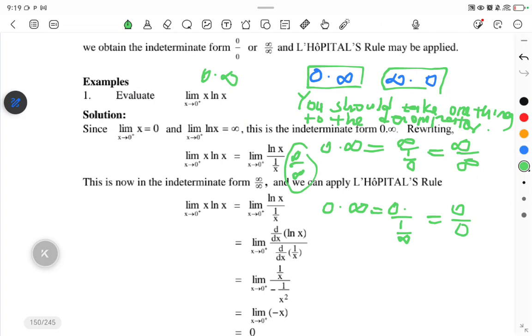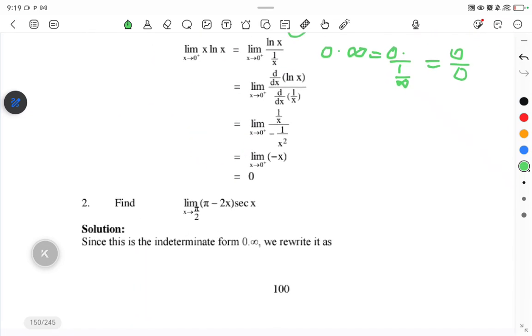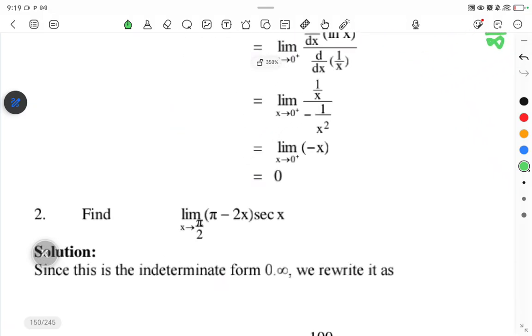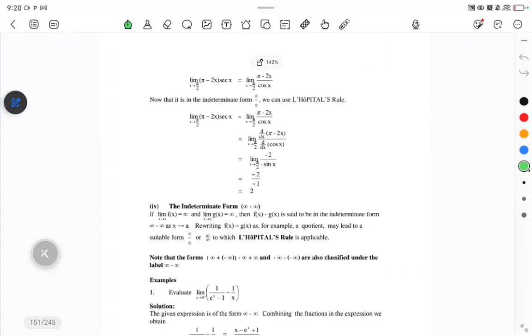You see? That's it. Then let's check this one here. If I plug in pi over 2 here, this will be 0 times infinity. I must take one to the denominator, the one that is easier to derive. And the one that is easier to derive is this one. You see that? So I must take 1 over that. You can take that to the denominator.